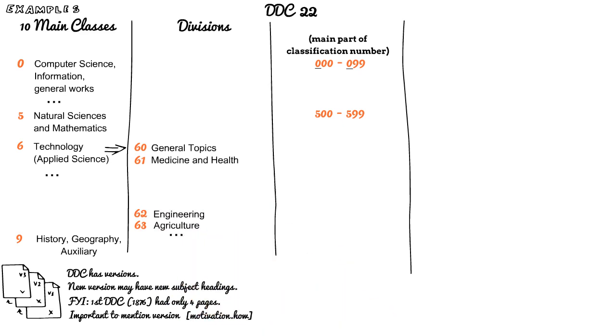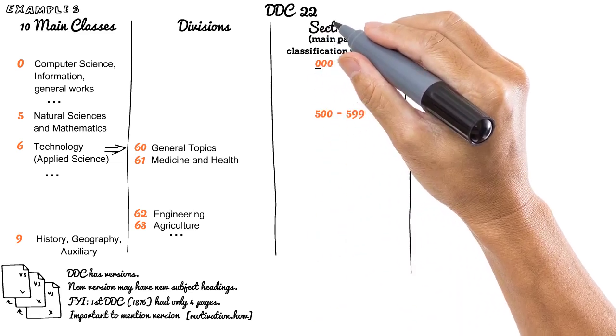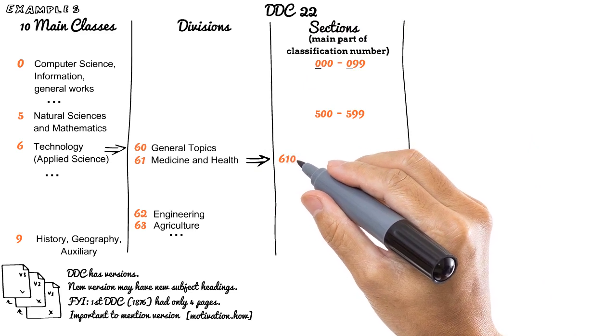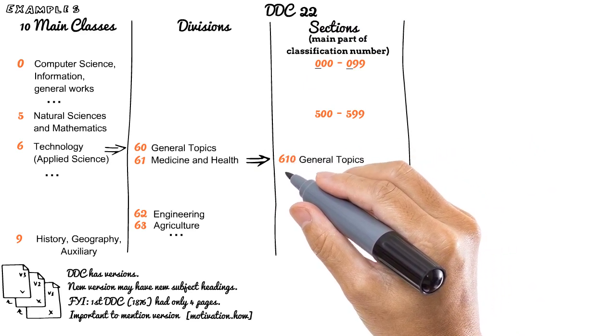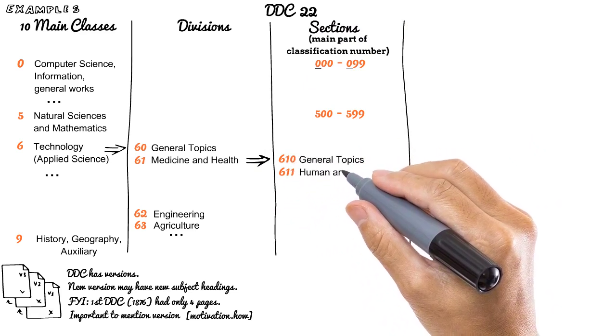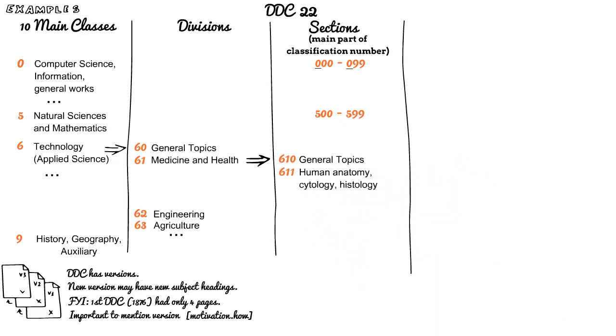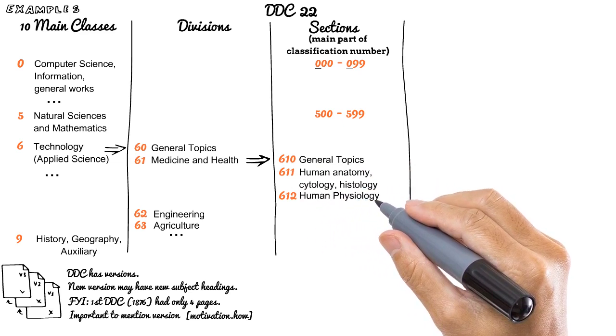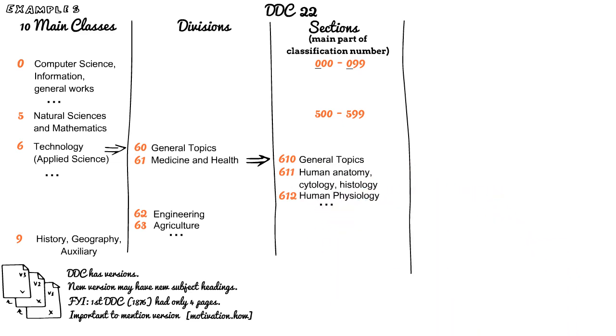These divisions are in turn divided into 10 sections. For example, the 10 sections in medicine and health are 610. General topics. 611. Human anatomy, cytology, histology. 612. Human physiology, and so on. By the way, the 619 experimental medicine section was relocated in DDC 22 to 616.02. Now you can see how important it is to put the DDC version number.